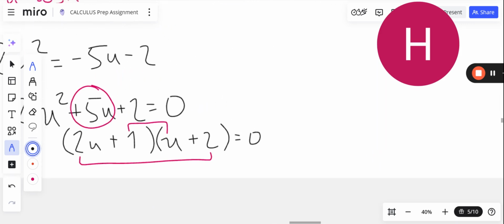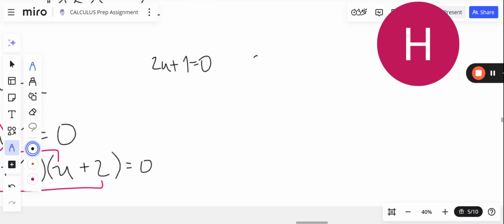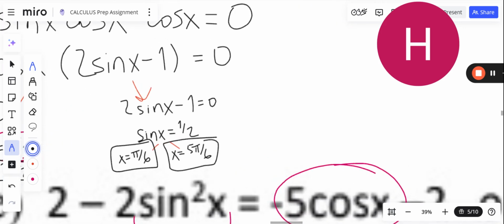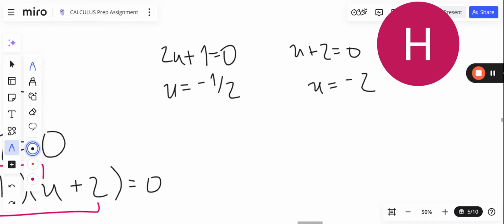Now if we want to solve each of these, I'll do this up here. We're going to have 2u plus 1 equals 0. And we're going to have u plus 2 equals 0. So that means u equals a negative 1/2 and u equals a negative 2. I want to check something on a previous problem. Okay, I'm making sure that I got positive 1/2 correctly. This one is 2 plus 1, so it turns out to be negative 1/2.